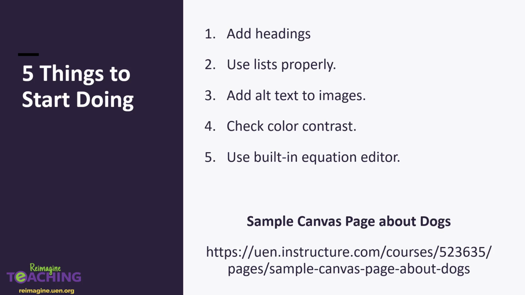So what are 5 things that you can start doing right away to help make your Canvas courses more usable and accessible? First is to add headings. Second, use lists properly. 3, add alternative text to images. 4, check color contrast. 5, use the built-in equation editor. There is a sample Canvas page about dogs that I'll be using to demonstrate each of these 5 items.